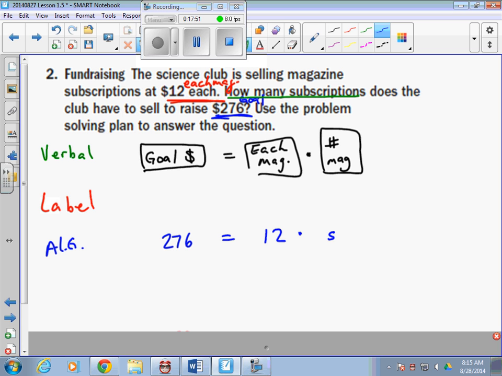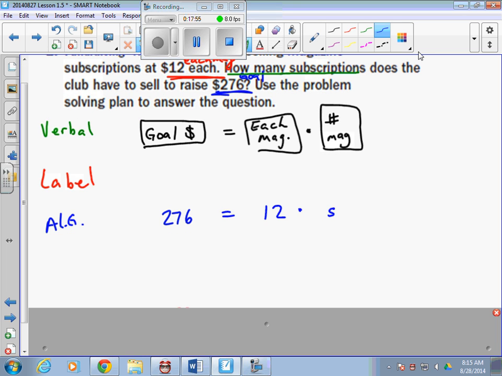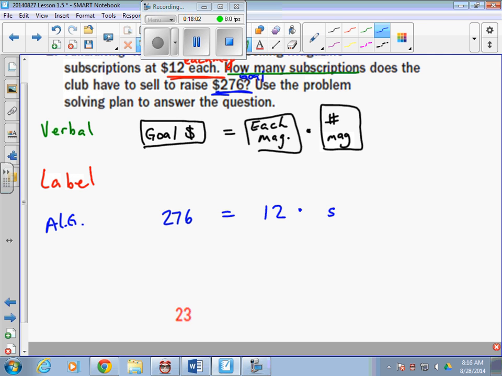So 12 times what number is 276? Well, 12 goes into 27 2 times, and there are 4 left over. So you're going to need almost 4, so 23 is what it's going into. So there are 23. Again, we're looking at the mental part of this. We haven't talked about inverse operations to make this make sense yet.